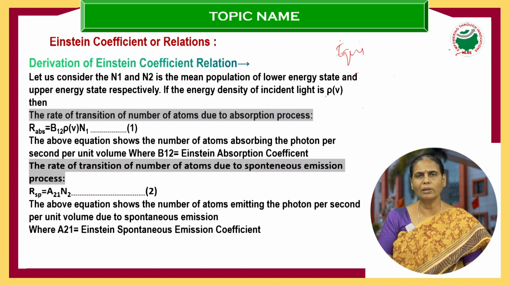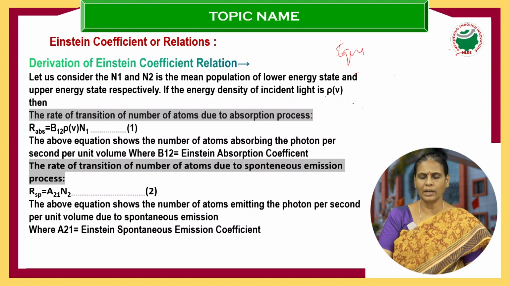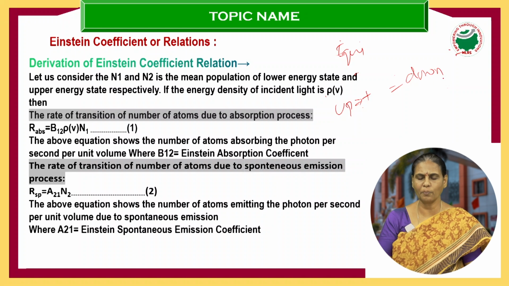What do you mean by equilibrium position? The number of transitions taking place to the higher energy state must always be equal to the number of transitions taking place to the downward state. That is, upward transition must be equal to downward transition.